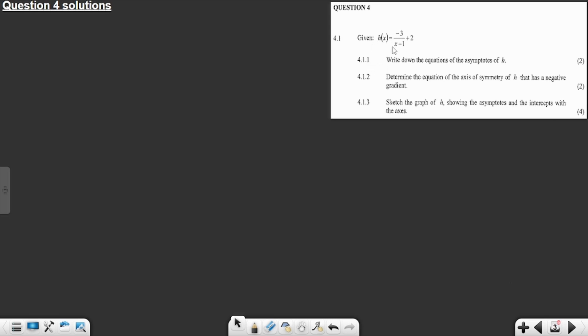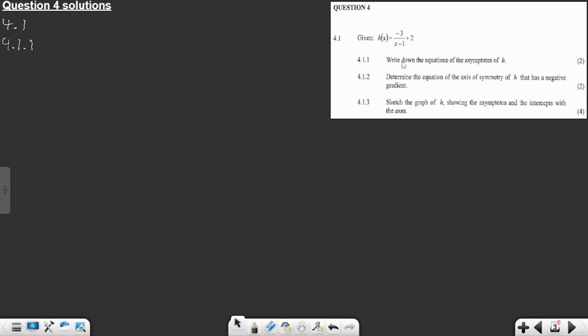Okay, you are given an equation of a hyperbola. This is the equation, h of x. 4.1.1, the question says, write down the equations of the asymptotes of h. So you need to write the equations of the vertical and horizontal asymptotes. Looking at the given equation, you can see the vertical asymptote is at x equal to 1 and the horizontal asymptote is at y equal to 2.